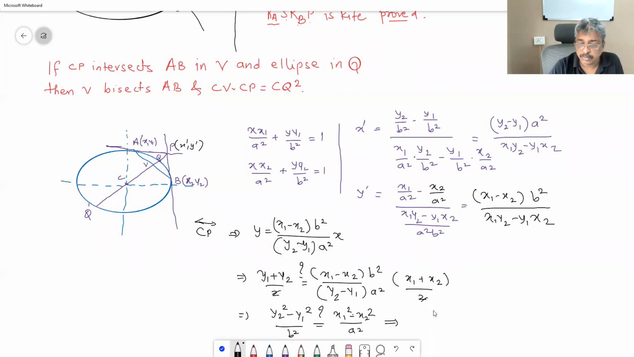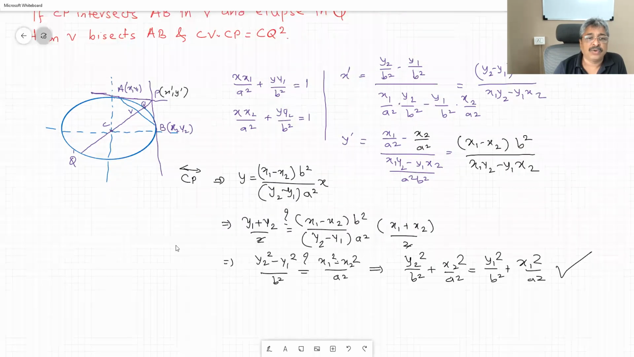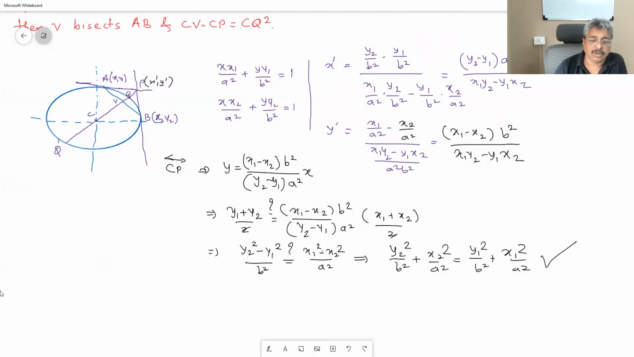Yes, it is true, because y2 square upon b square plus x2 square upon a square is exactly equal to y1 square upon b square plus x1 square upon a square. True. Both points are on the ellipse, both of them equal 1. LHS is equal to RHS, and therefore V happens to be the midpoint of AB.